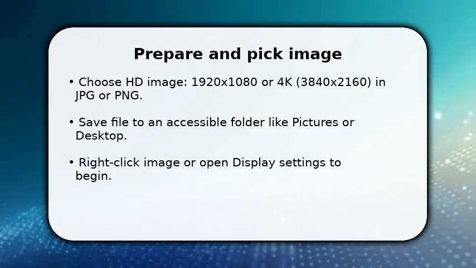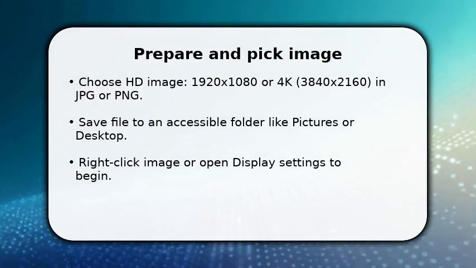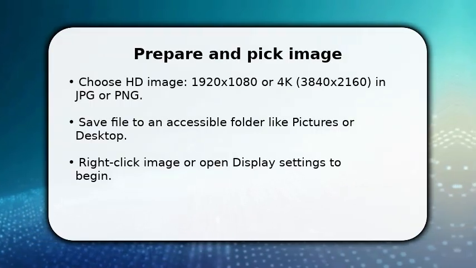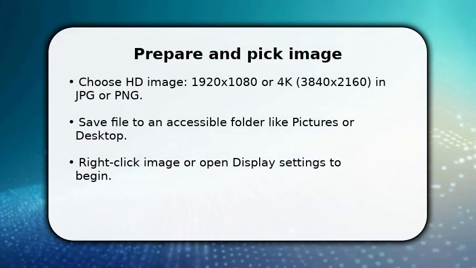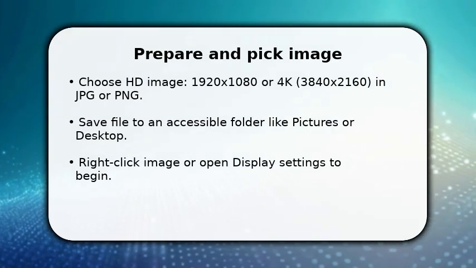You start by picking a true HD image. Choose 1920x1080 or 4K for crisp results. Once picked, save it to Pictures or Desktop so it's easy to find. Now, right-click the file or open Display Settings to begin.